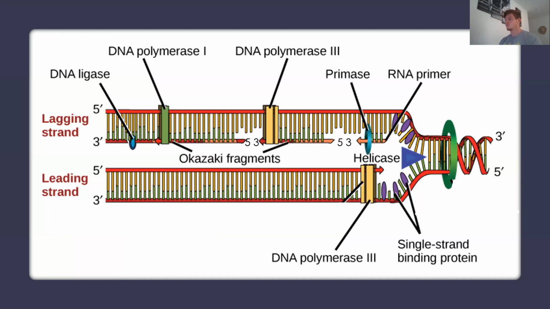So the first step is for helicase to split the strand up into two parts, the lagging and the leading strands. The reason they're different is because DNA polymerase III can only create new strands to match the original strand from 5' to 3' ends. It cannot create from 3' to 5' end.